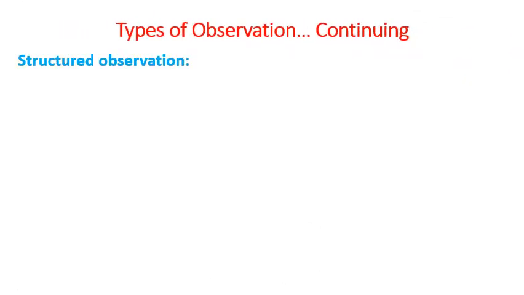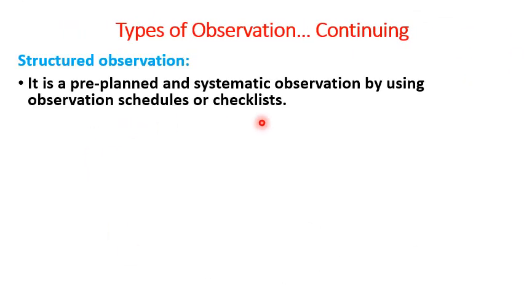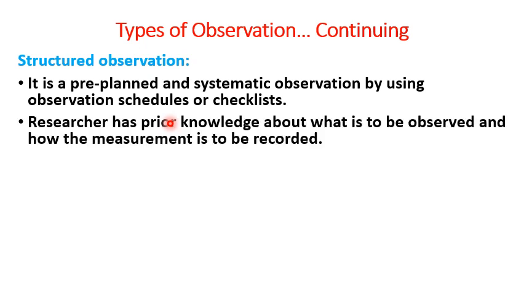Then structured observation. It is a pre-planned and systematic observation by using observation schedules or checklist. In this case, an observation schedule or checklist is prepared well in advance. That means it contains what is to be observed. Researcher has prior knowledge about what is to be observed and how the measurement is to be recorded.